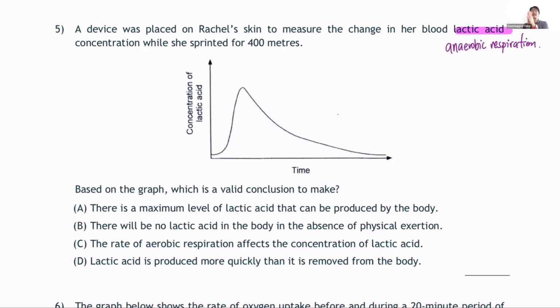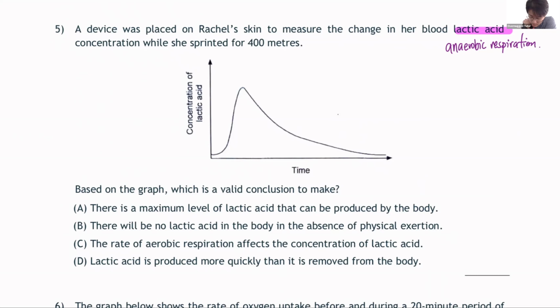Okay, so Cleo, which did you choose? B for boy? D, last one. Produce more quickly than remove from the body. Let's have a look at why Cleo thinks A, B, C are incorrect.